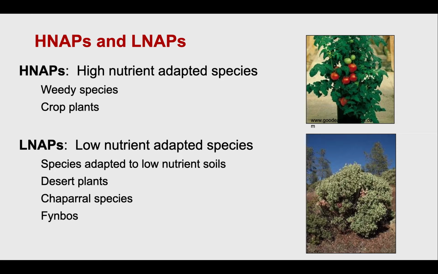These LNAPs, the low nutrient adapted species, are species that don't have access to good nutrient supplies. They're typically desert species, chaparral species, which is an arid environment that in the U.S. we can find in California. And these species are called finvokes. Now, I think the LNAPs are really cool because they have some cool adaptations, which we'll see here.